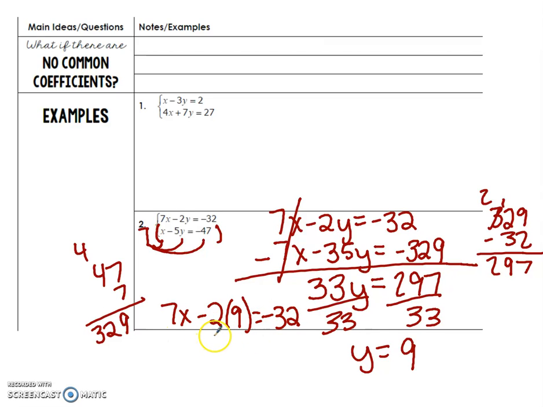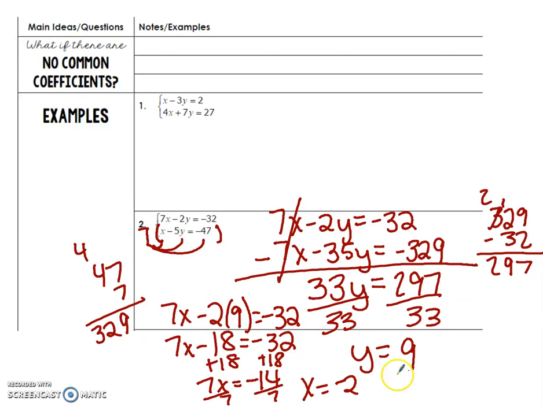All right, 2 times 9 is 18, so we get 7x minus 18 equals negative 32. Add 18, and we get 7x equals, let's see, negative 14. Divide by 7, divide by 7, x equals negative 2. So our point is negative 2, 9. Okay, so that's how we do elimination when the variables are not the same.